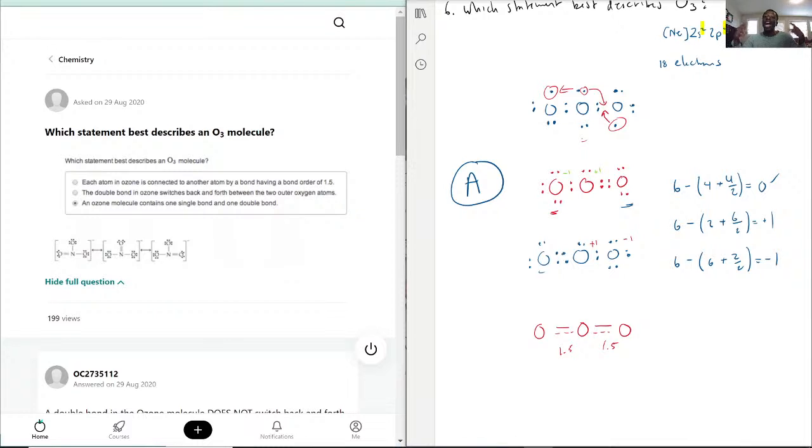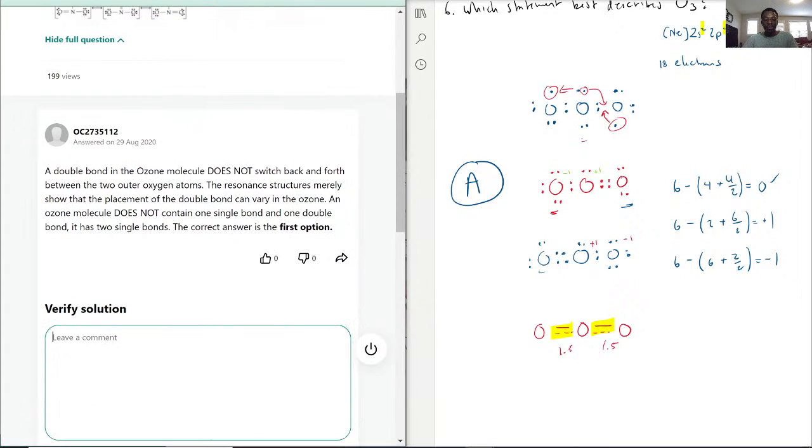With the point being that on average, it's going to be about 1.5. And the last one: the ozone molecule contains one single bond and one double bond. As you've seen here as well, that is not the case. It's neither just a single and double bond, it's more like 1.5 bonds. So with that being said, the correct answer is the first one.